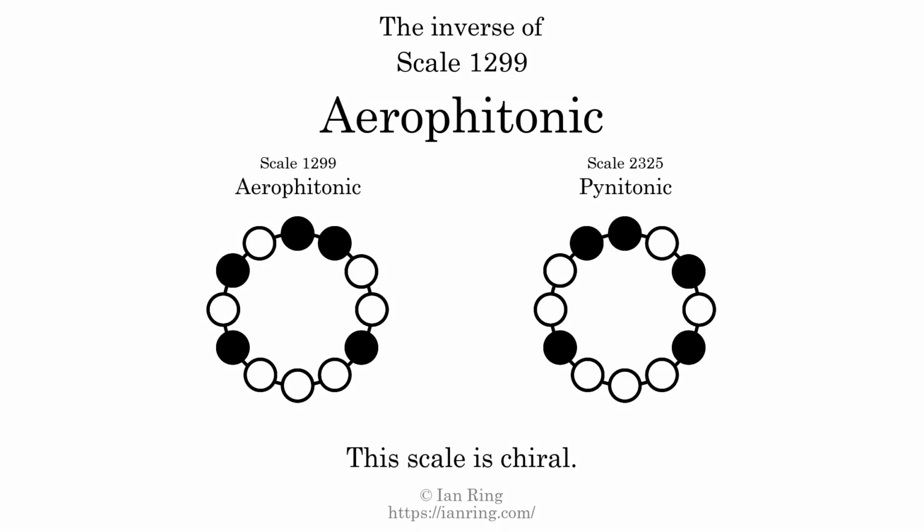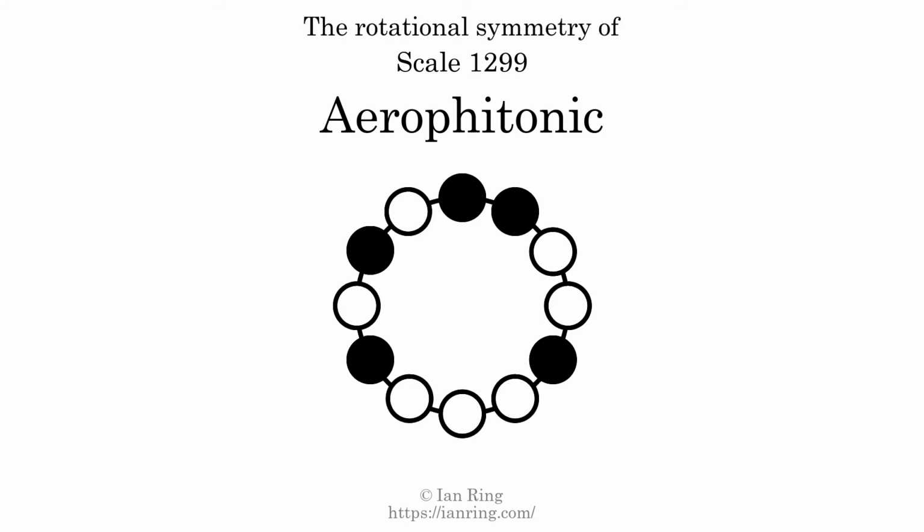The inverse of a scale is a mirror image. It is what you get when the sequence of intervals is reversed. The inverse of this scale is scale 2325, also known as pentatonic. This scale is chiral. It cannot transform into its inverse by rotational transformation. This scale has no rotational symmetry.